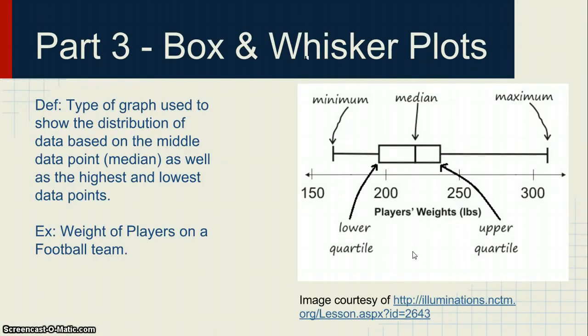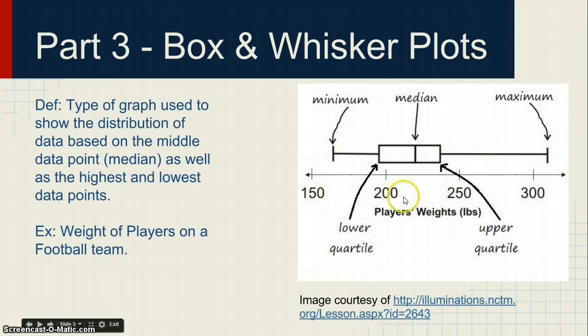Now, the next thing we're going to look at is the box and whisker plot, which should look familiar. Hopefully you've seen some box and whisker plots before now, probably in middle school. For our definition, it's a type of graph used to show the distribution of data, much like with the histogram, except now it's going to be based on the middle data point, which is that median that you've heard of before, as well as the highest and lowest data points.